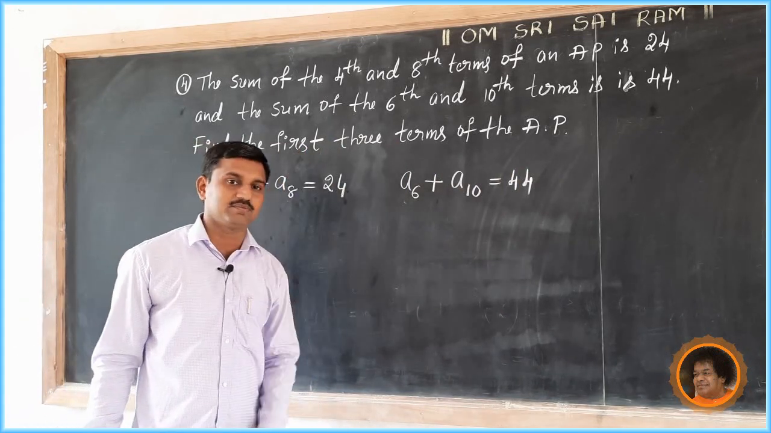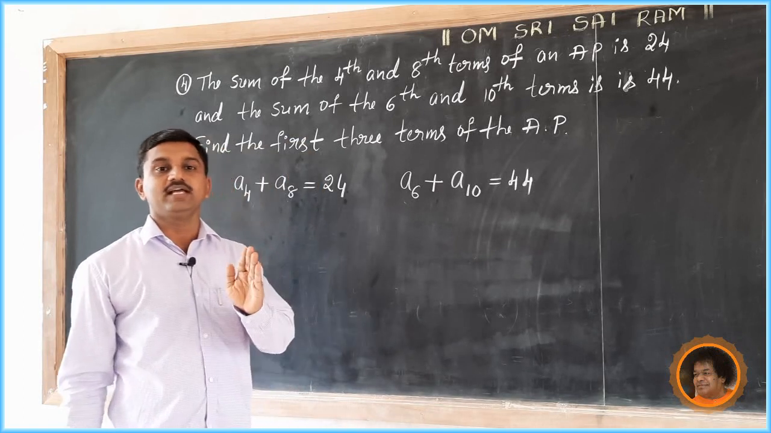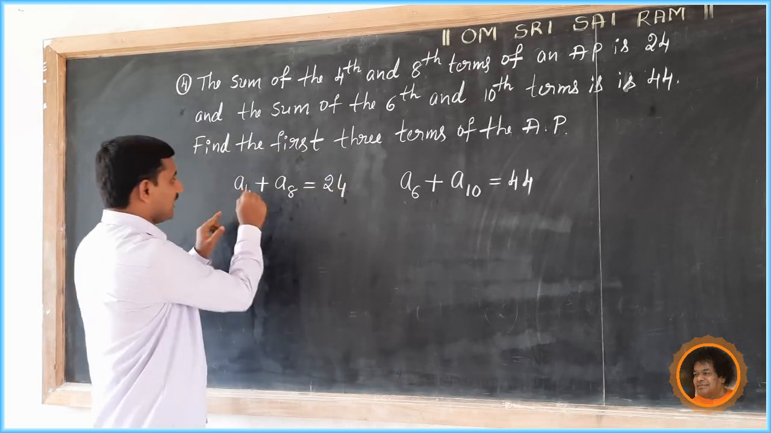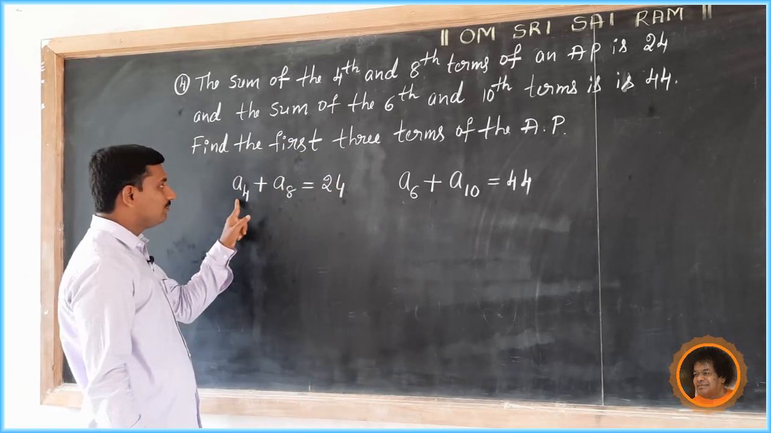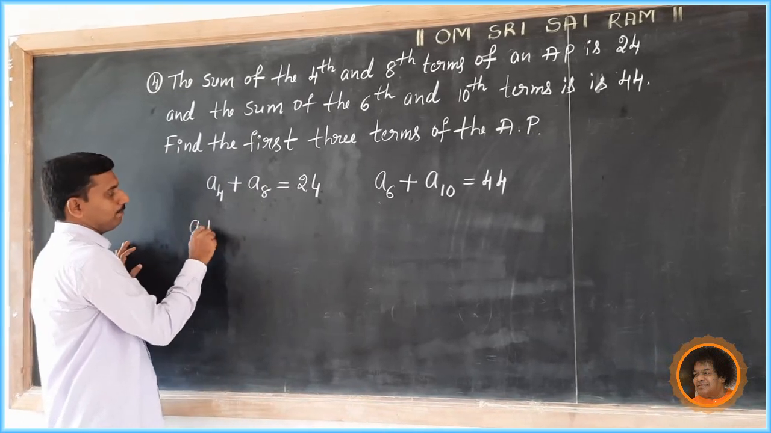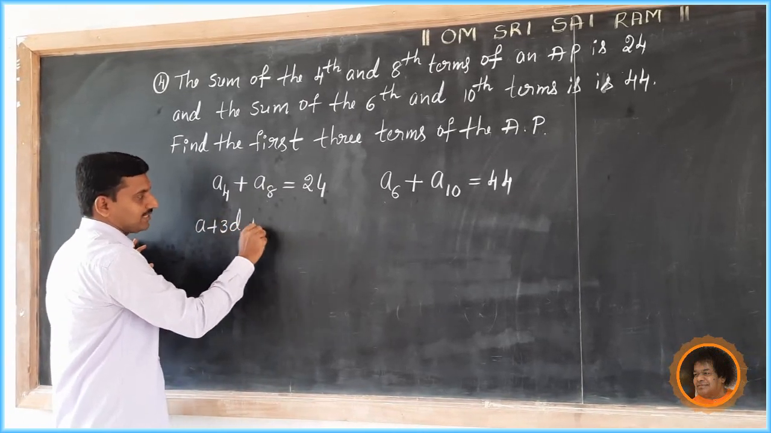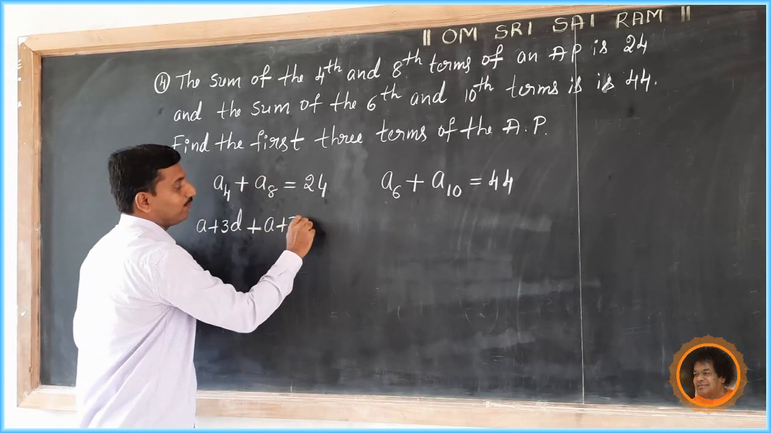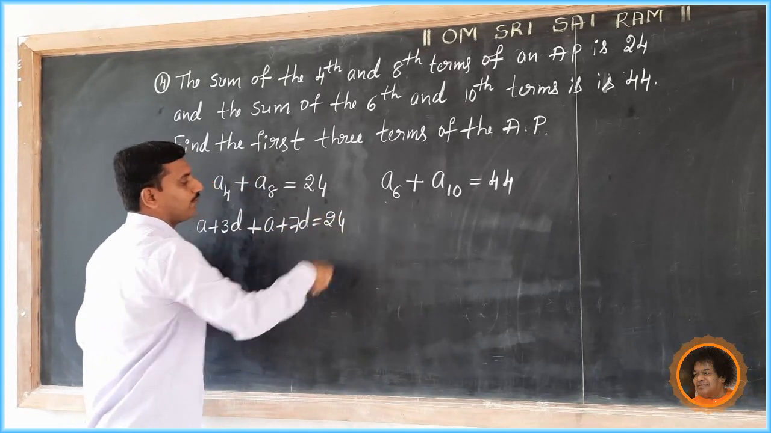Which are the 3 terms of the AP? A, A plus d and A plus 2d. Now solve these two, A4 plus A8. What is the meaning of A4? The 4th term. So the 4th term is A plus 3d, plus A8, the 8th term, A plus 7d, equal to 24.